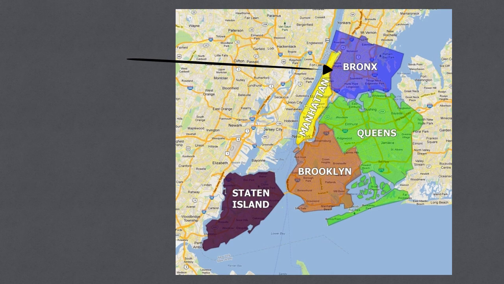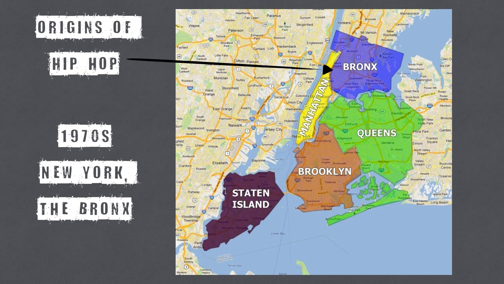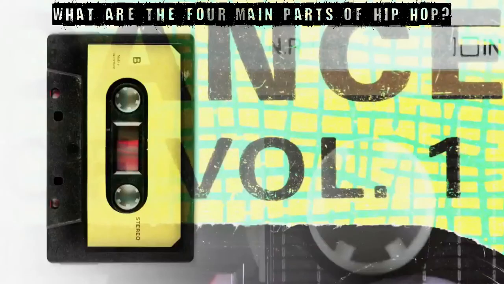So this is a map of New York, and it shows you the five sections of New York, and hip hop began in the north in this area called the Bronx. It was in the 1970s, and as I said, it was a really poor area, and hip hop was really linked to that. I'm going to show you a video, and I'd like you to answer the question: what are the four main parts of hip hop?